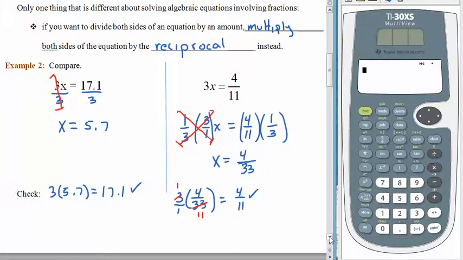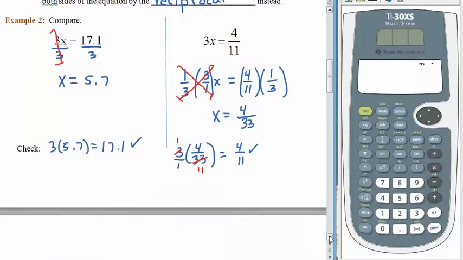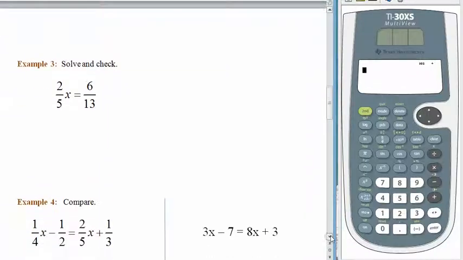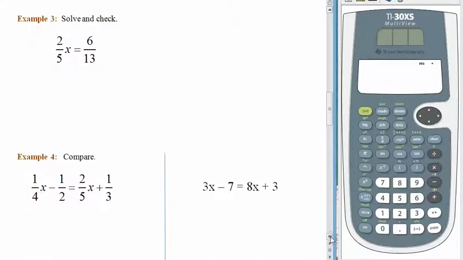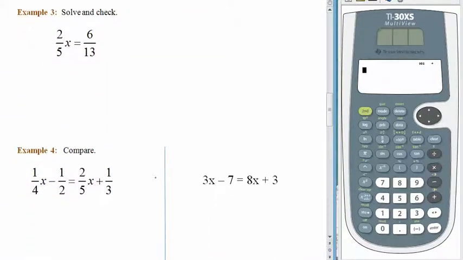Let's flip down to the next page. Okay, so here we go. 2/3 of some number is equal to 6/13. We need to figure out the number. X is, sorry, I guess that's 2/5, isn't it? Sorry, I couldn't read for a second there. 2/5 of some number is equal to 6/13.